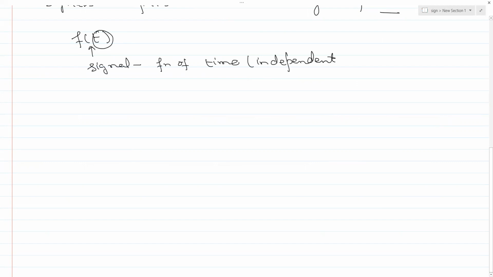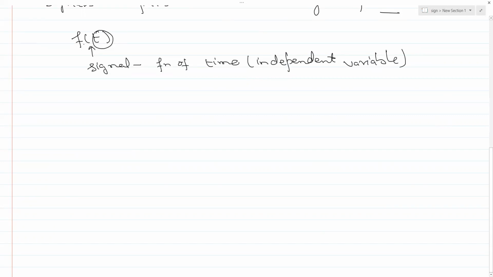So a signal, in general, we have f of t. This is a signal, and this is a function of time, and time here, this t, is the independent variable. You must remember that this is the independent variable.